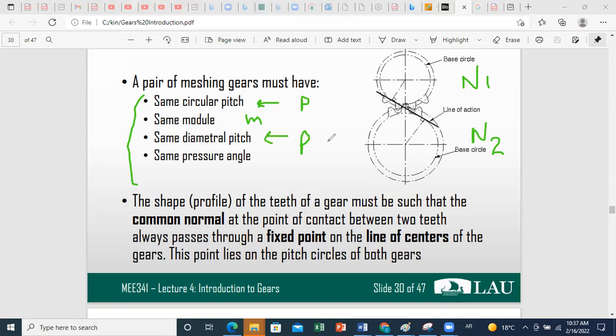same pressure angle, وكمان هلا زدنا another condition اللي هي same base diameter يعني same base pitch. Okay, so here same diametral base pitch. Which is PB. Okay, so all of these conditions should be satisfied in order to have a pair of meshing gears.